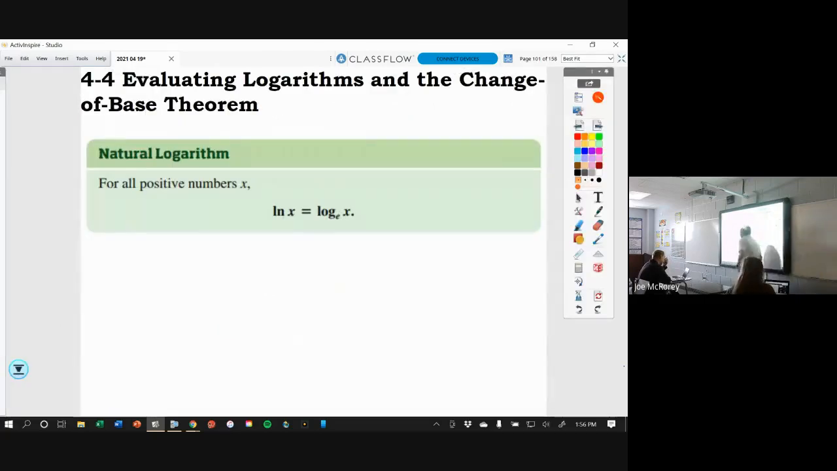Natural log. Natural log is base E. So common log is just log x. You won't see a base. If the base was E, you would not write log base E of x. You would simply write ln, natural log of x. The natural log button is right below the log button.